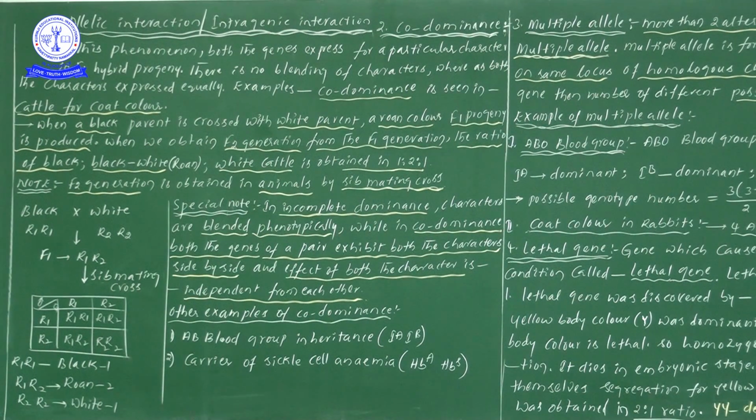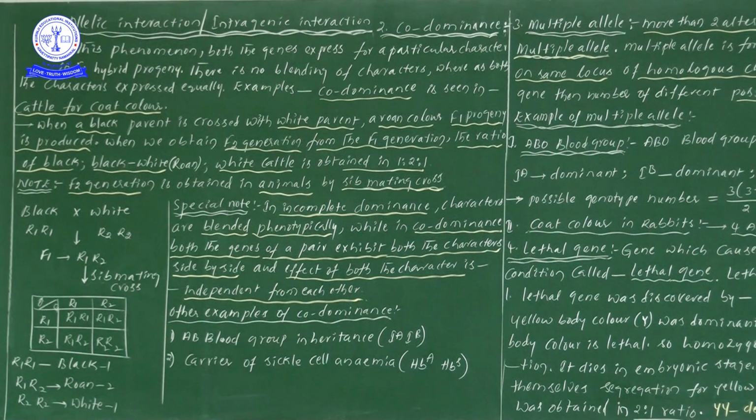Hi students, good morning to all. In this video we are discussing allelic interaction, or intragenic interaction. We completed one example in the previous video. In that video, I gave information regarding incomplete dominance, such as flower color in Mirabilis jalapa, Antirrhinum, and Andalusian fowls. A few examples I have given.